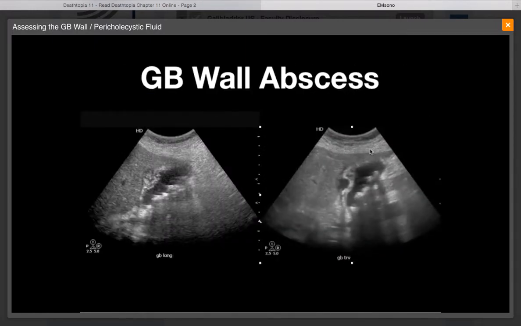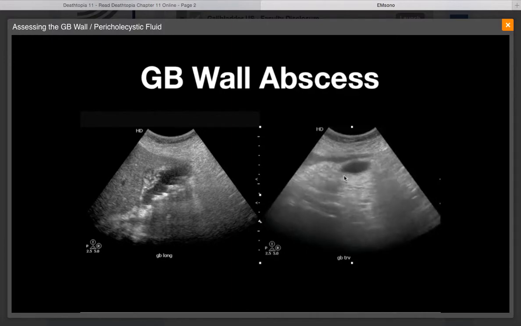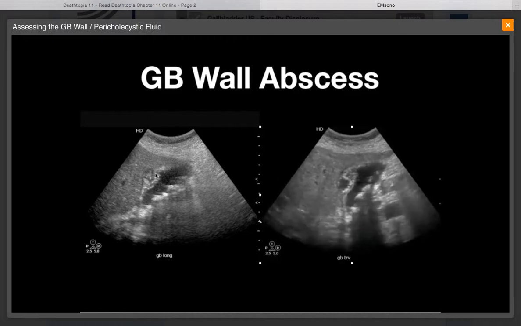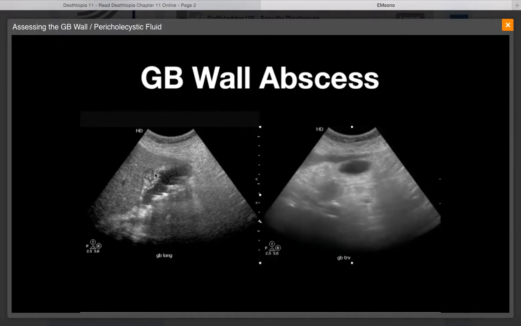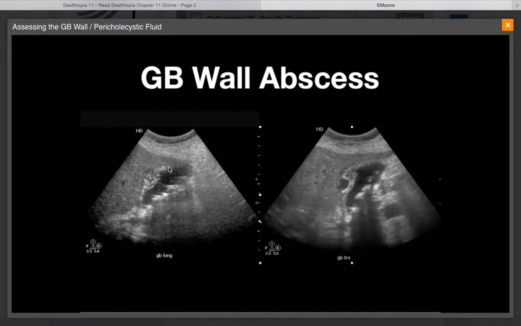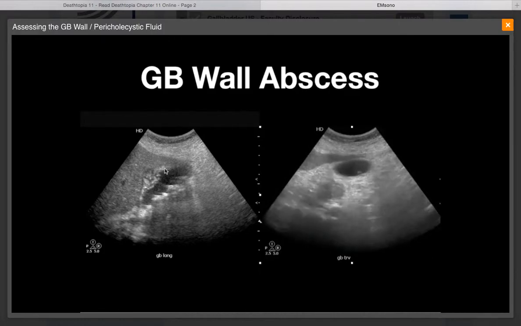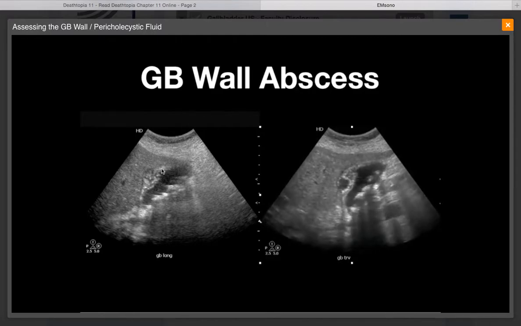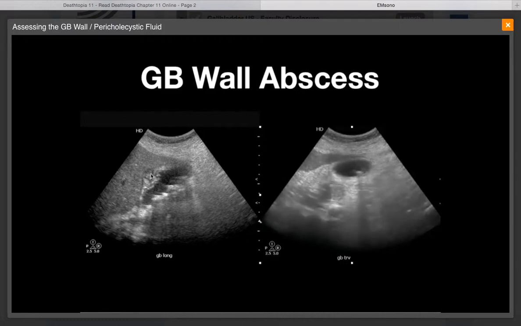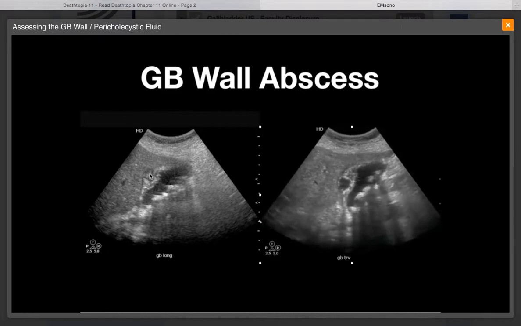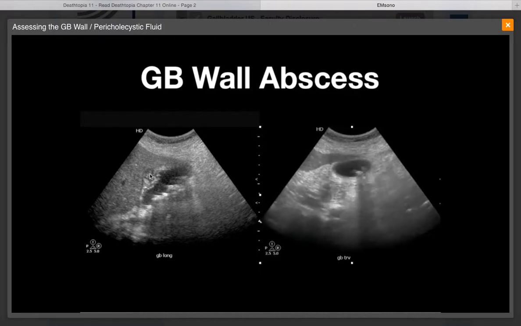So perforation occurs in up to 10% of patients who have acute cholecystitis. Most often this is in association with gangrenous cholecystitis. The fundus is going to be the most common site because it has the least blood supply. Subacute perforation typically leads to pericholecystic abscess formation.